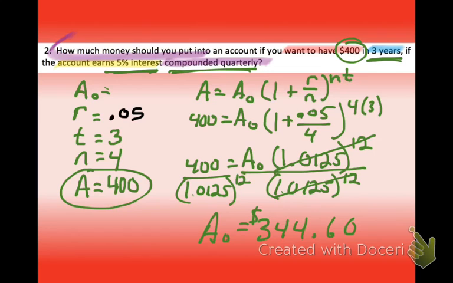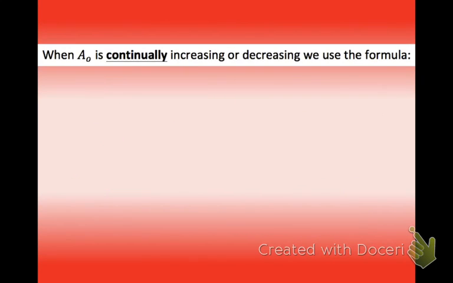All right. The last type of problem is continuous compounding. So when it's compounded continuously. Now this one sounds a lot trickier, but it's actually not any more difficult. So continually increasing or decreasing, the formula is going to be A equals our initial amount, that e we talked about the other day, to the rt.